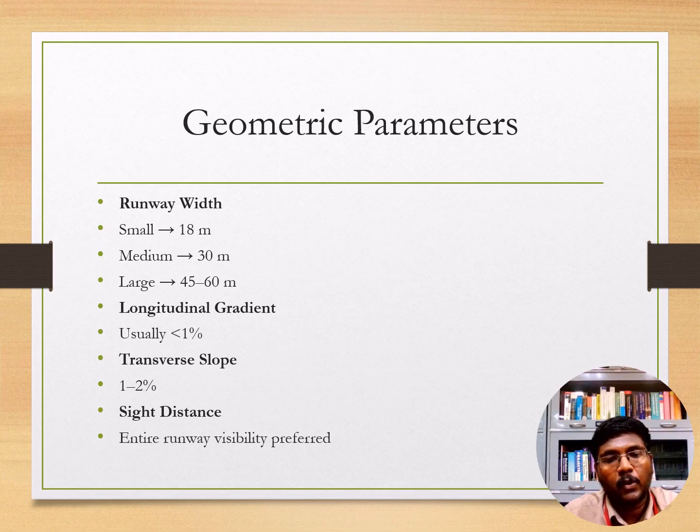Next we see about the longitudinal gradient, usually provided at more than 1% of the entire runway length. Next we see about the transverse slope, usually provided as 1 to 2% of the entire runway length of an airport. Finally, we see about the side distance. Side distance is defined such that the entire runway should be visible during poor weather conditions.